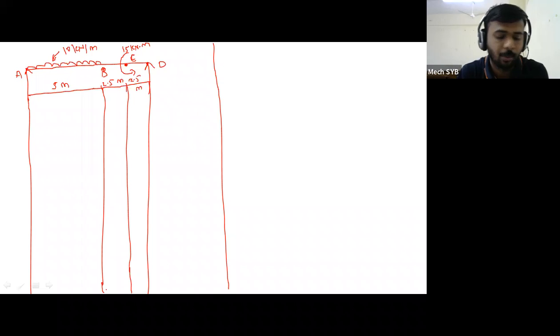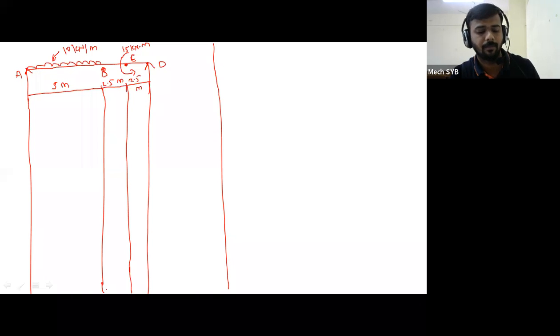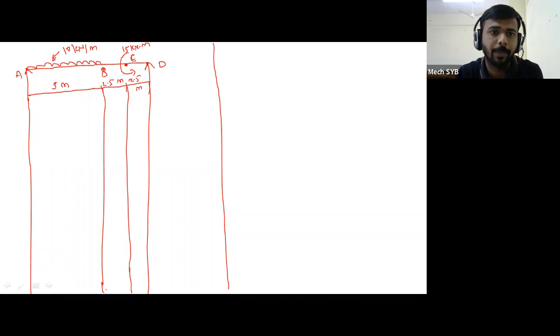So this is the one simply supported beam. This is the simply supported beam in front of you. The total length of the beam is 10 meter because 5 meter plus 2.5 plus 2.5 meter, it becomes 10 meter. Out of that, from A to B, there is a UDL of 10 kilonewton per meter. At point C, there is a couple.